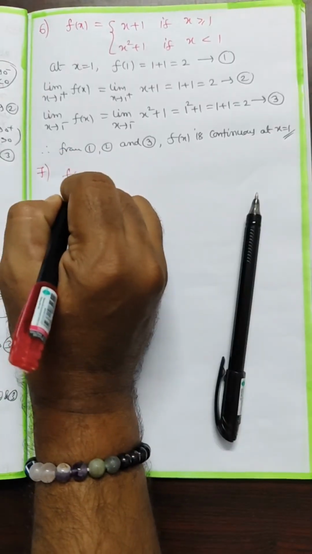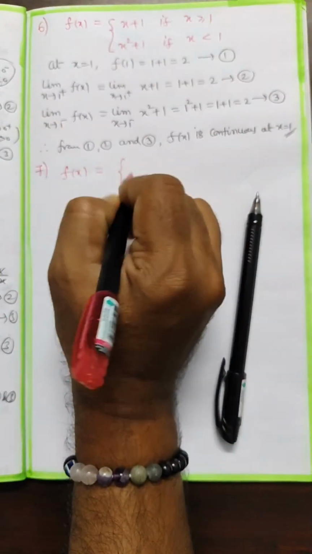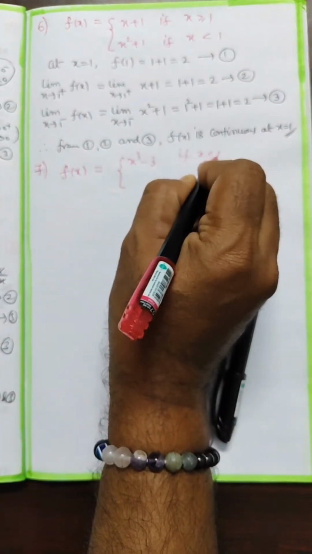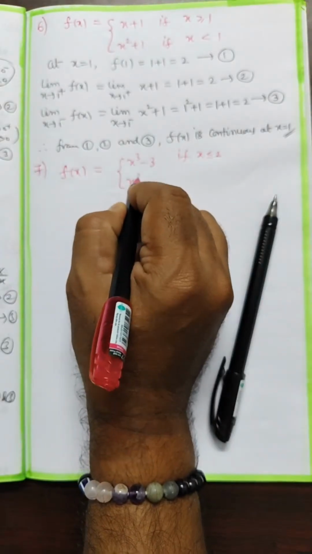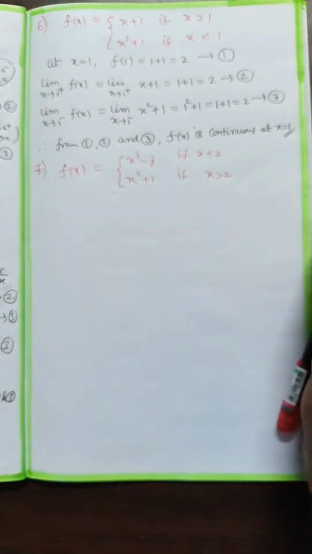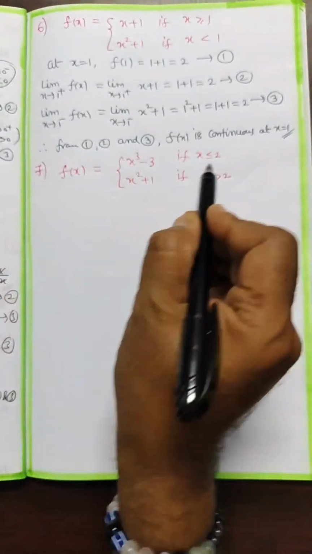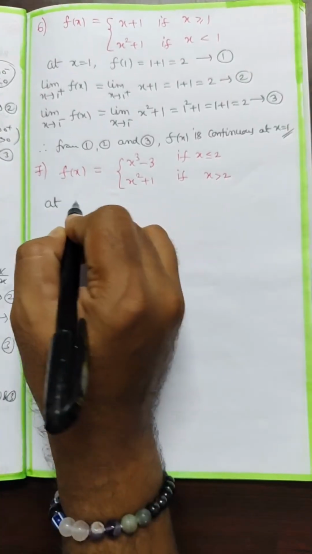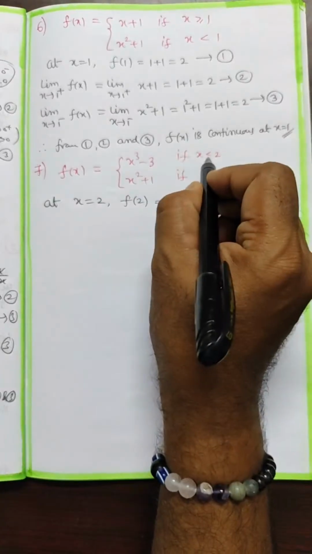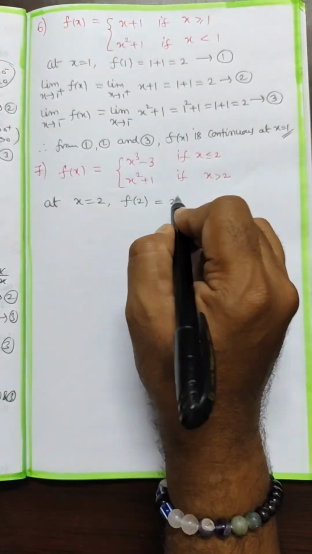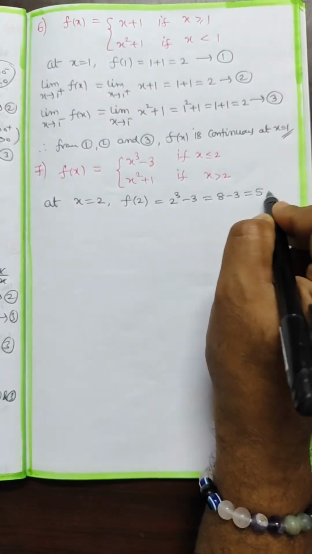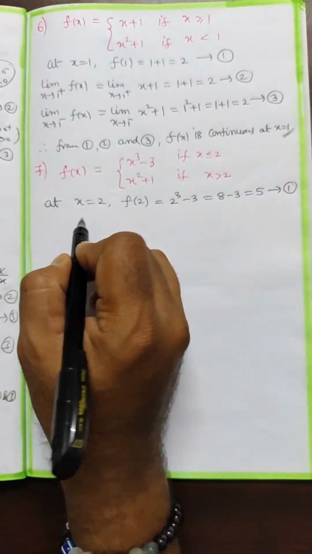f of x has the function values x cube minus 3 if x is less than or equal to 2, x square plus 1 if x is greater than 2. See what we have to do first, at x is equal to 2. At x is equal to 2, function value f of 2: x less than or equal to 2 means this function only you can consider, 2 cube minus 3. So 8 minus 3 which is equal to 5. Keep it as equation number 1.